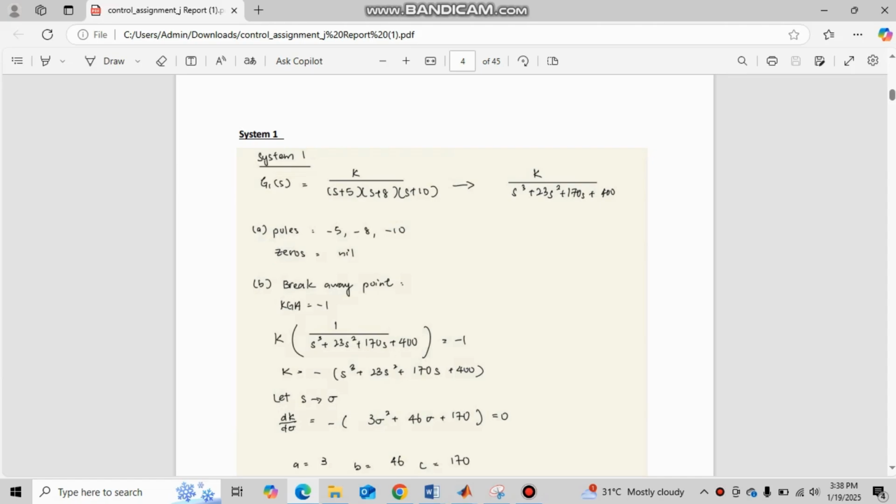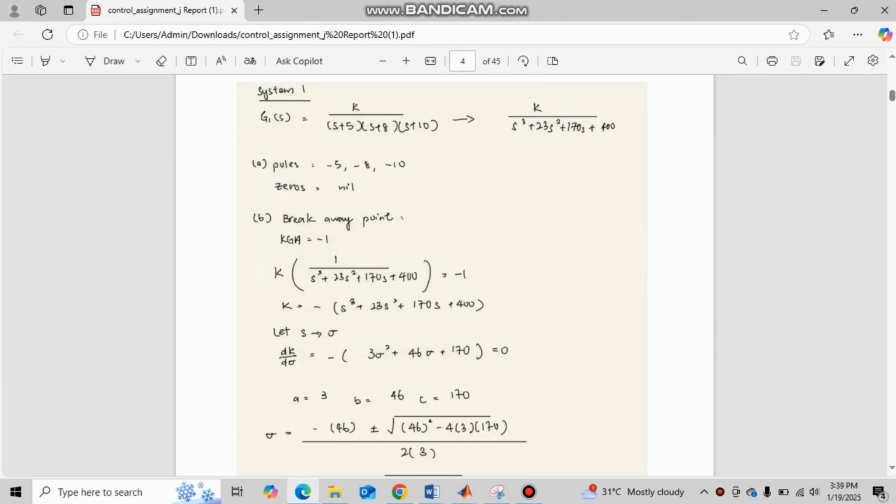So first we have to find the poles and the zeros. The transfer function is given with k as a constant and poles at s plus 5, s plus 8, s plus 10. So you expand it and get s cubed plus 23s squared plus 170s plus 400. From there you find the poles, which are negative 5, negative 8 and negative 10.